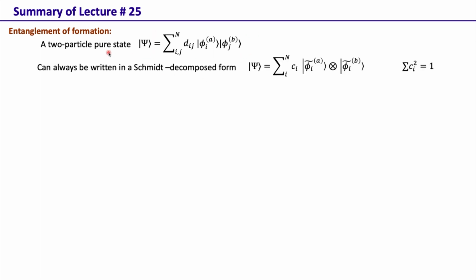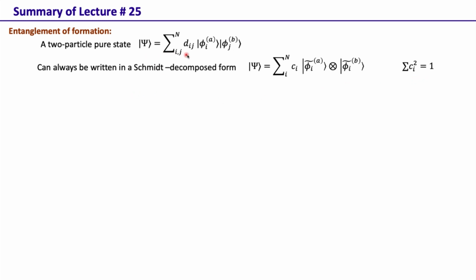Now, a two-particle pure state can always be written in a Schmidt decomposed form. A Schmidt decomposed form is essentially finding a basis, for example, phi I tilde A for particle A, phi I tilde B for particle B, in which this double summation turns into just a single summation. And of course, the sum of Ci square has to equal 1.